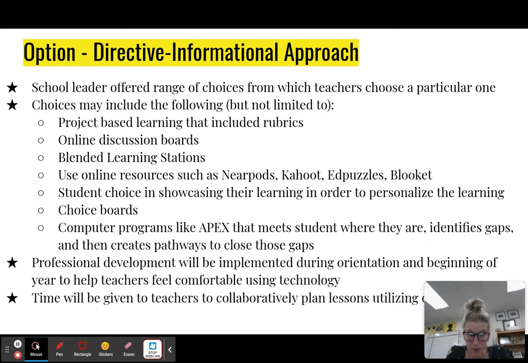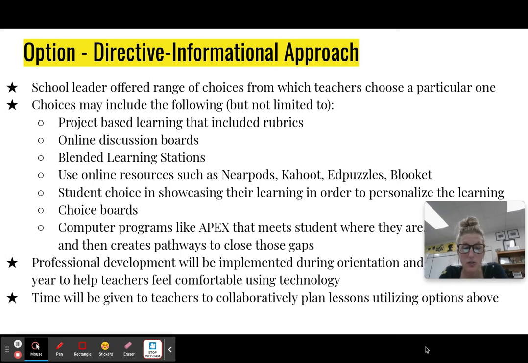I need to offer professional development during orientation at the beginning of the year to help teachers feel comfortable. And then I'm going to give time to my teachers to collaboratively plan lessons utilizing the options above, because I need them to use my choices, so I need to give them time to create and use these choices within their lessons.